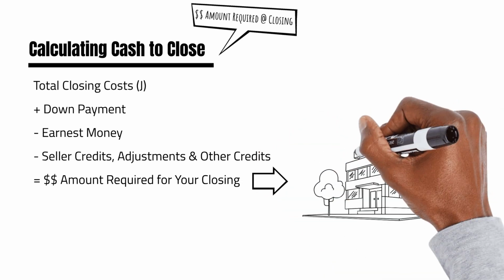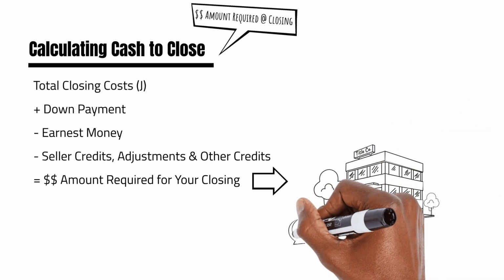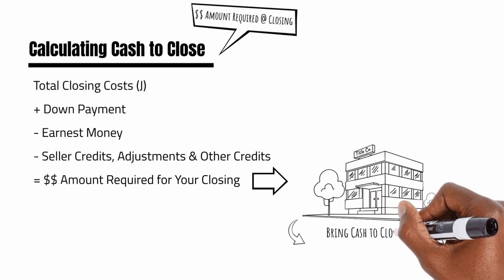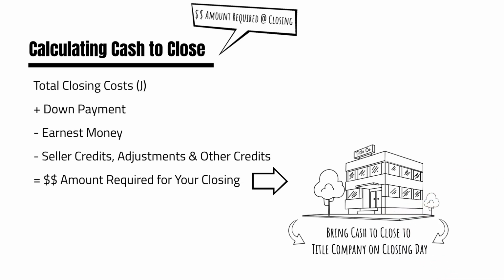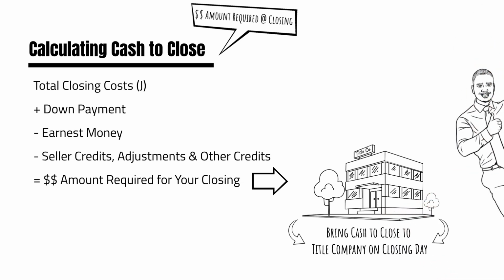That'll all get added up and calculated, giving you a fixed total of what you're supposed to bring for your closing. And that, my friends, is the breakdown of closing costs and your cash to close.